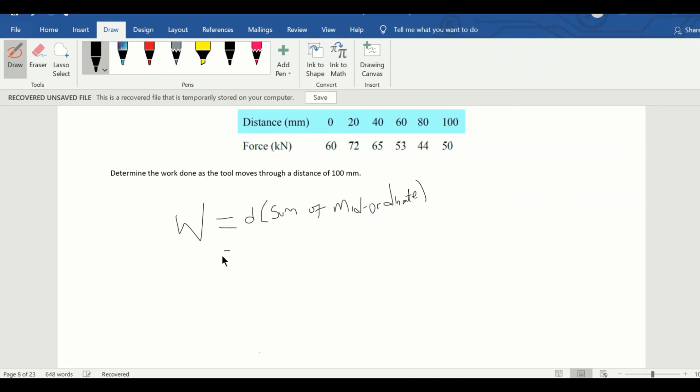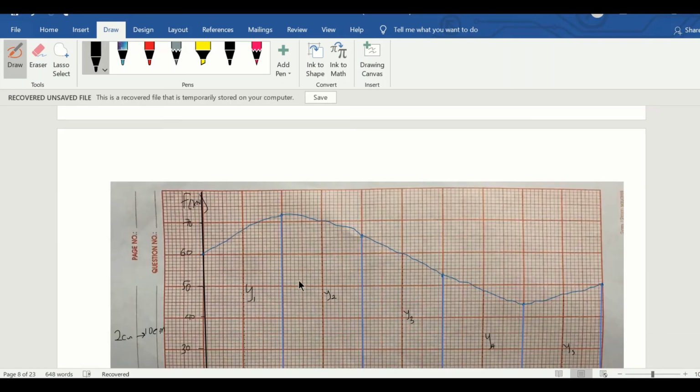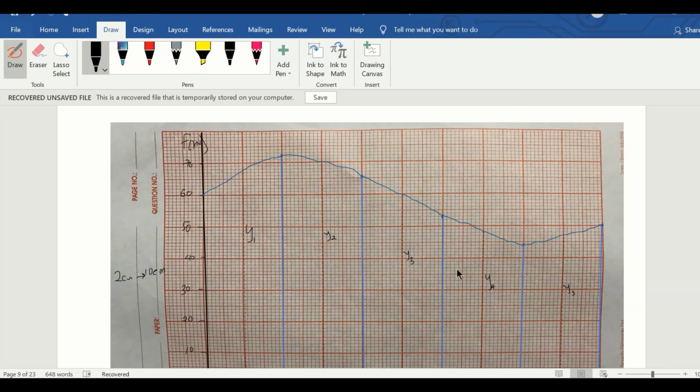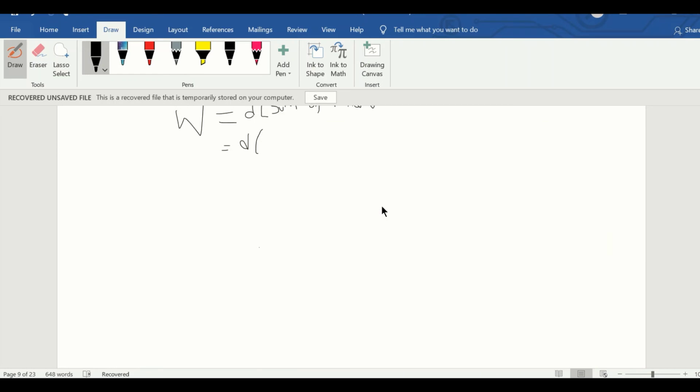Which can be written as, in my case, D times y1, y2, y3, y4, and y5. So mine will be y1 plus y2 plus y3 plus y4 plus y5. If you add 10 mid-ordinates, you will have plus y5, plus y6, plus y7, plus y8, plus y9, and plus y10.